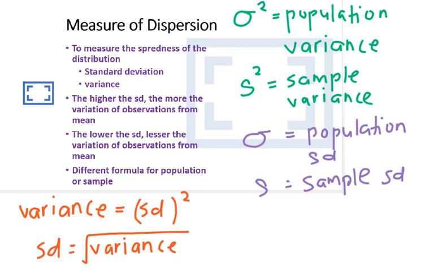For the measure of dispersion, I'm going to explain further in the third part of our video. Okay, so I see you in the third video.